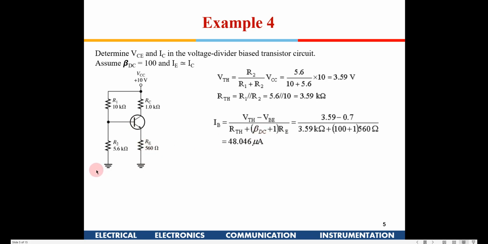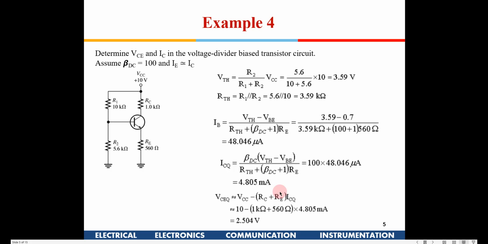So that is the reason when we write the loop equation, you will find it is (1 plus beta) times IB. It is IE times RE. The voltage drop across RE is IE RE, which can be written as (beta DC plus 1) IB times RE. So we can compute IB. Once IB is computed, you can straight away multiply IB by beta to get the value of IC. Okay, so this is one example out here, and VCQ here again is VCC minus.